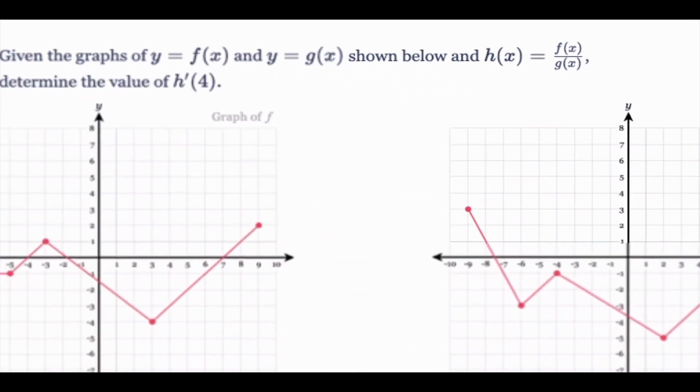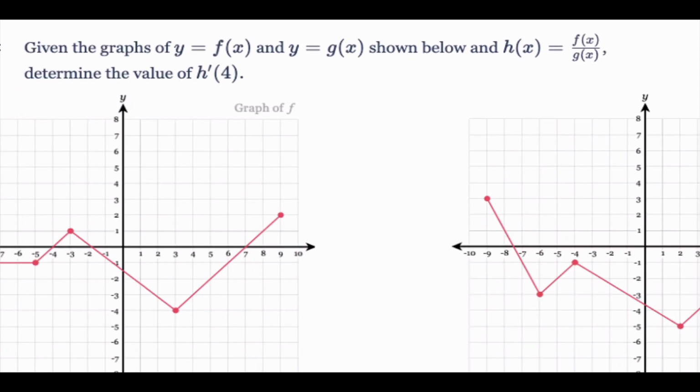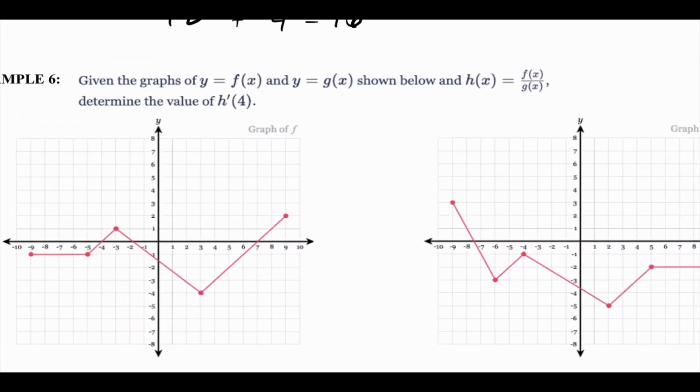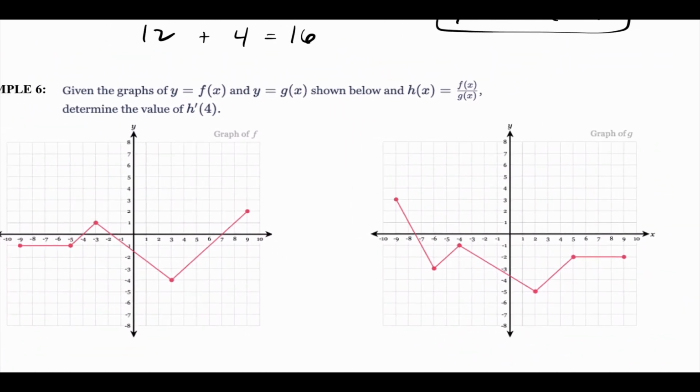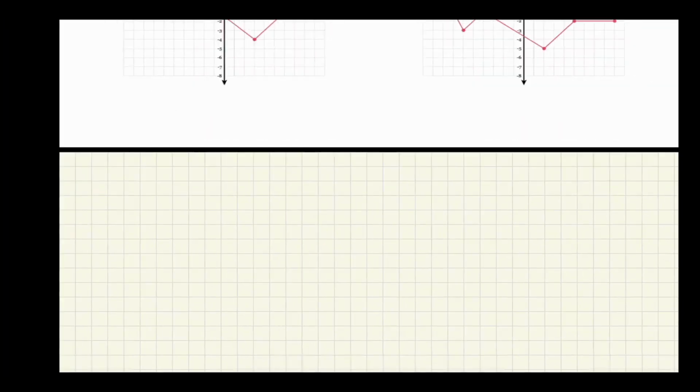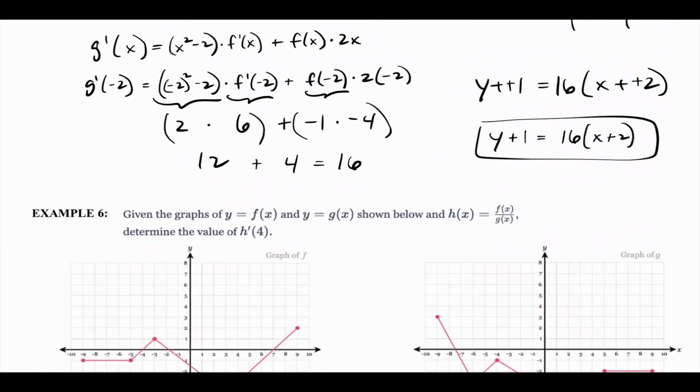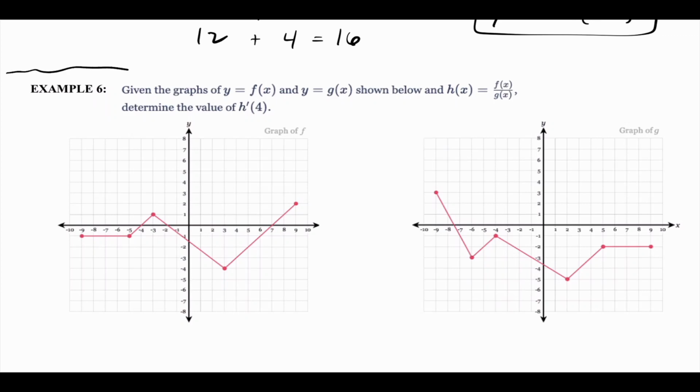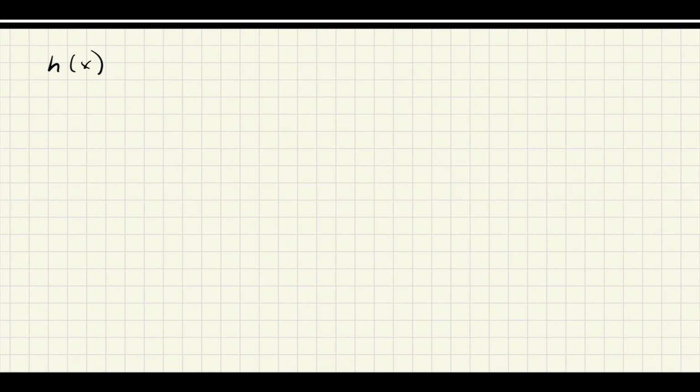So what they want us to find is h prime. The first thing we've got to do is find h prime. To do that, we have to use the quotient rule because it's division. So h of x is f of x divided by g of x, right? First thing we have to do is find the derivative of that. Well, this is a function divided by a function, quotient rule.